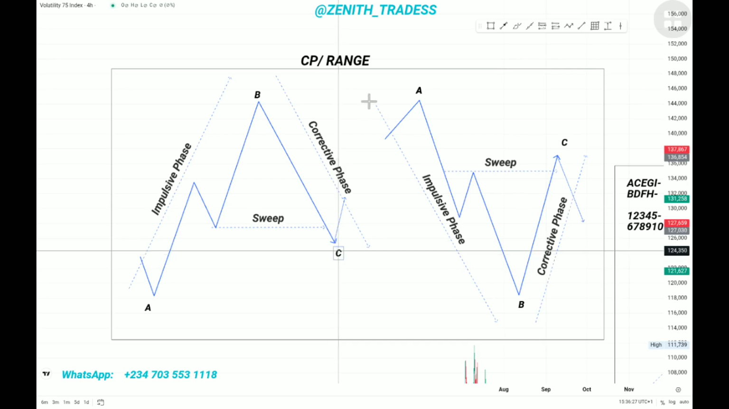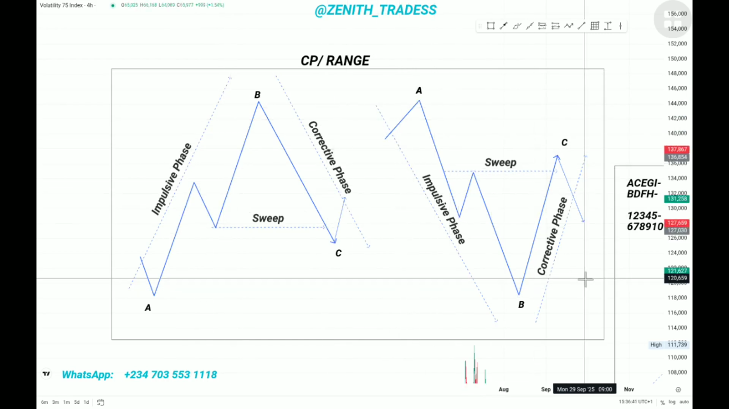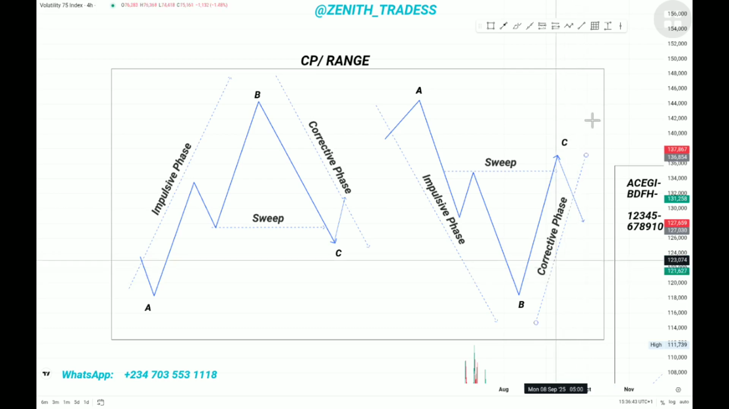A new strong low has been created. It will do the same thing: create internal reaction, flip it, then come back to sweep. So this is an impulsive phase, corrective phase, impulsive phase, corrective phase. This is for uptrend; this is for downtrend, directly opposite. I hope you understand this.